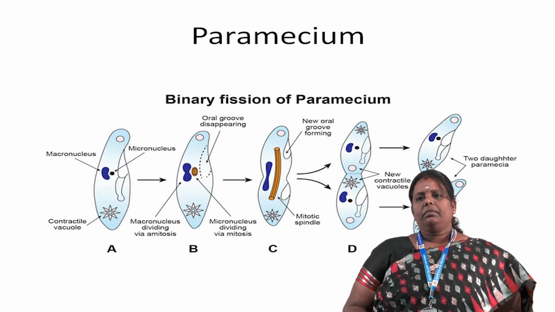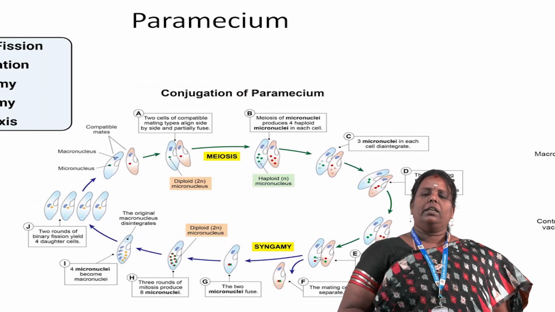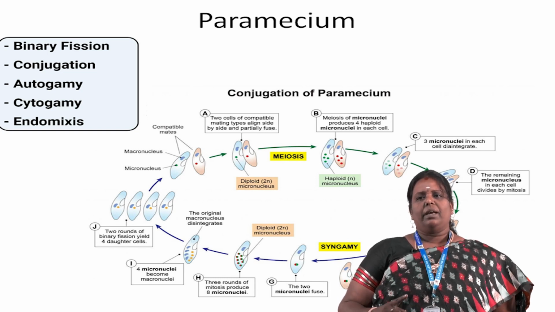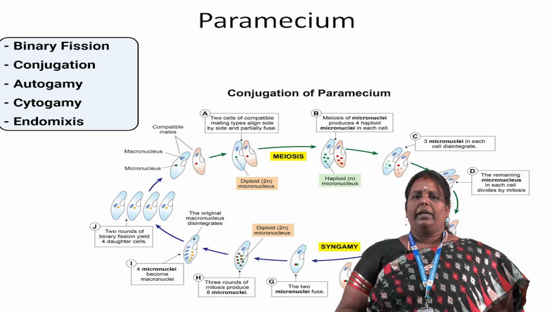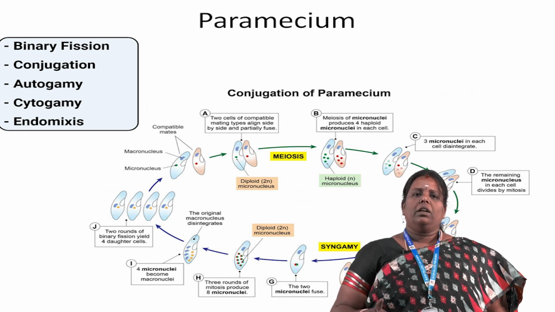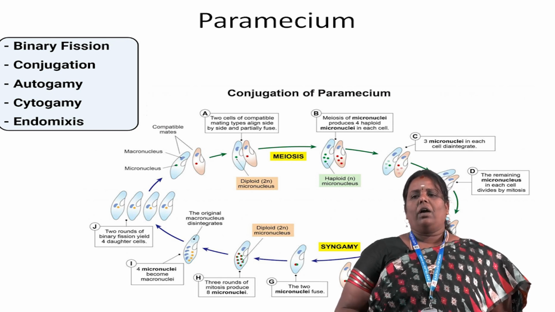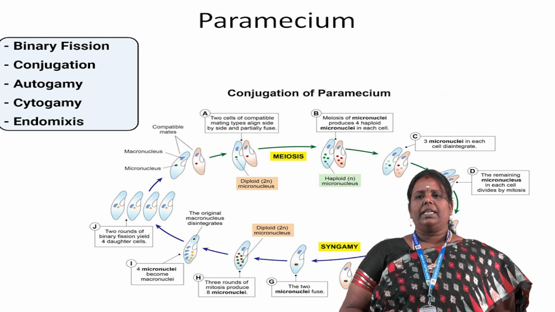Next, this is conjugation. This is one kind of reproduction. Binary fission is the asexual reproduction of Paramecium. Sexual reproduction is called conjugation of Paramecium. Conjugation also includes autogamy, cytogamy and endomixis. Just you have to know about this picture.